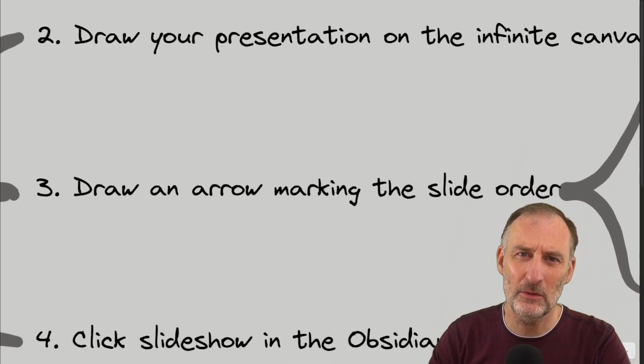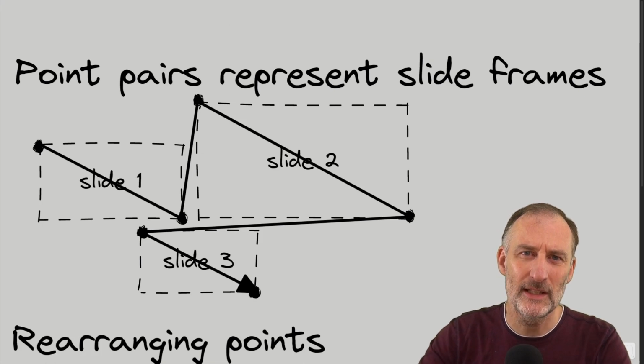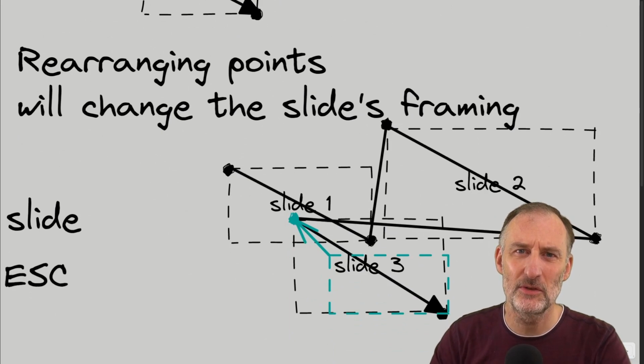And when you're ready crafting your material, you simply take the arrow tool and you can mark the slide order of your presentation. The way it works is that the point pairs on the arrow will depict the individual slide frames in your presentation. By rearranging these points, you can also change the size and the location of these slides.